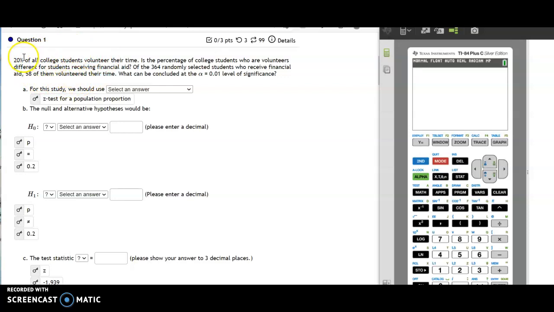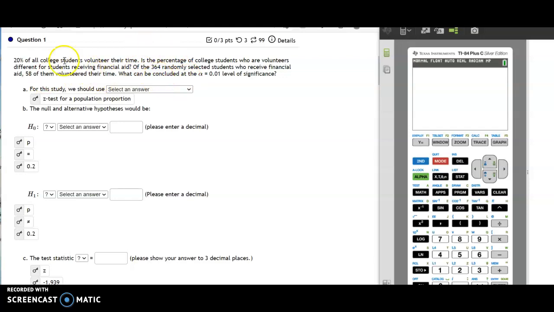In this section, we're not going to be given averages. We're not going to be given standard deviations. We're going to be given percents. These are going to be proportion problems. So they're going to give you a percent in terms of what we used to think was the answer. Then they're going to give you some sample data: we used to think the answer was 20%, but we did a study and we found out of 364 people, we found 58 of them did whatever the context of the problem was. And then what can be concluded.